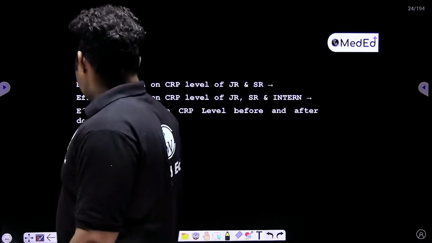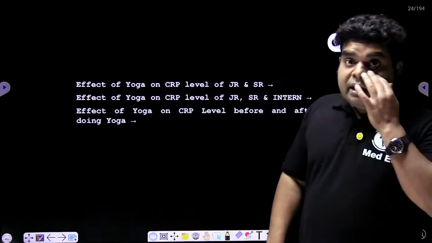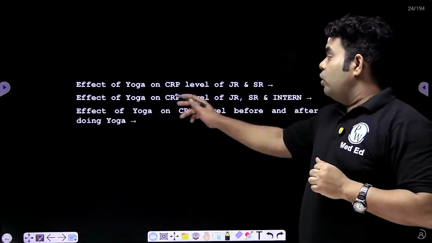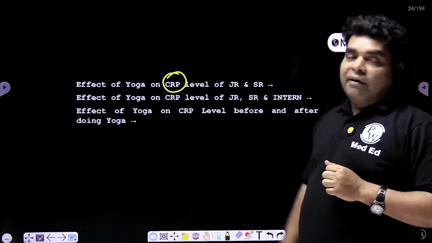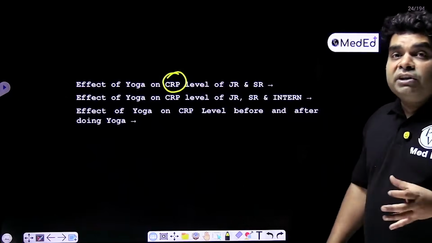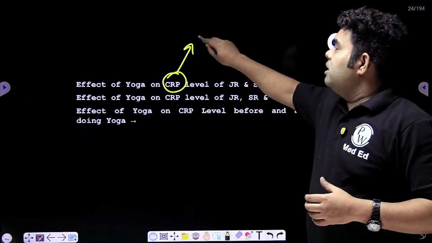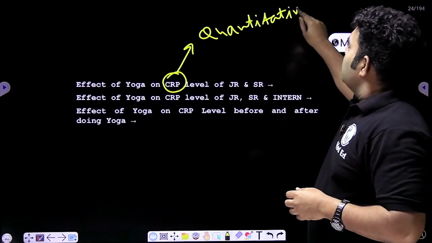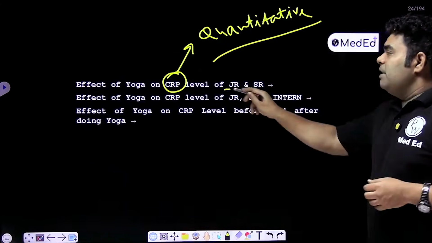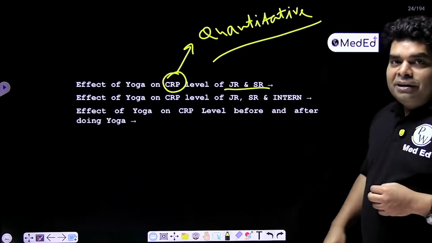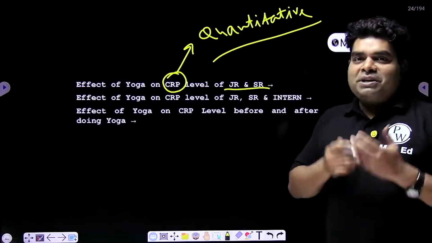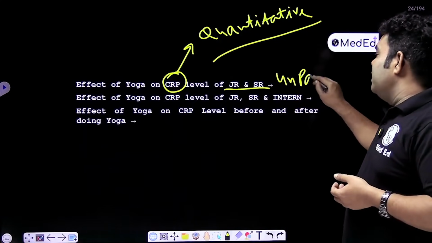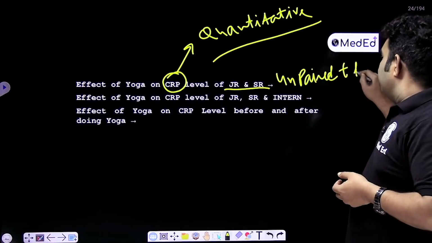Now, if in the same question, rather than asking effect of yoga on infection, if I ask effect of yoga on C-reactive protein level, now CRP is something which is quantitative. We can measure CRP. And if it is a quantitative variable and we are measuring it on just 2 group, not before, after, just 2 group, which answer will be there? 2 group quantitative, very good. The correct answer will be unpaired t-test.